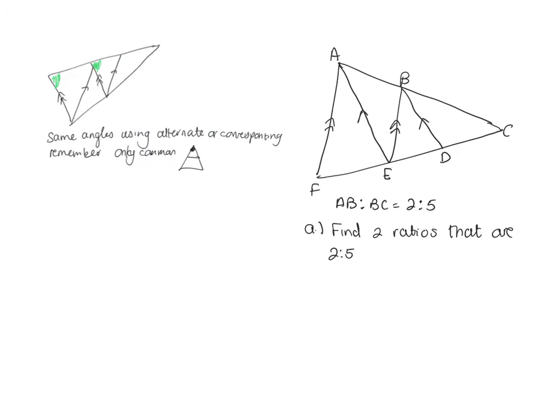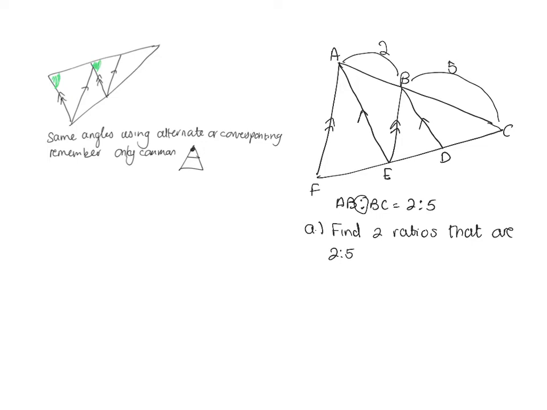Okay, so let's look at this triangle. We've got triangle ACF. This was in your test a few months ago. You've got parallel lines AE and BD, and you've got parallel lines AF and BE. And they tell us AB to BC is 2 to 5. Now, a lot of people in this test, when they ask for ratios, didn't write it as a ratio. You will lose marks. If they say a ratio, it means it's got these dots. Okay, so they ask us for two other ratios.